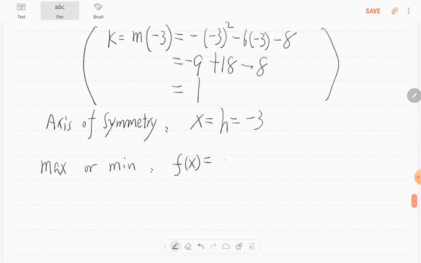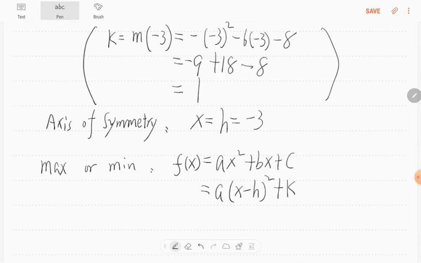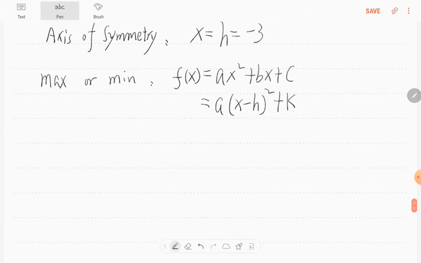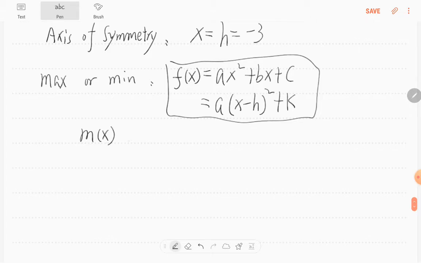Since we have found x, h, k, and a, we know that f of x, the standard form is ax squared plus bx plus c, can be written as the vertex form, which is a times x minus h squared plus k, right? So our m of x here, we use m of x, not f of x, for this problem, which is negative x squared minus 6x minus 8.